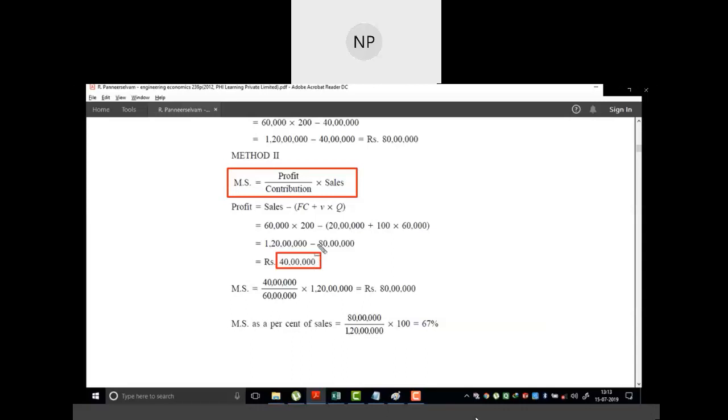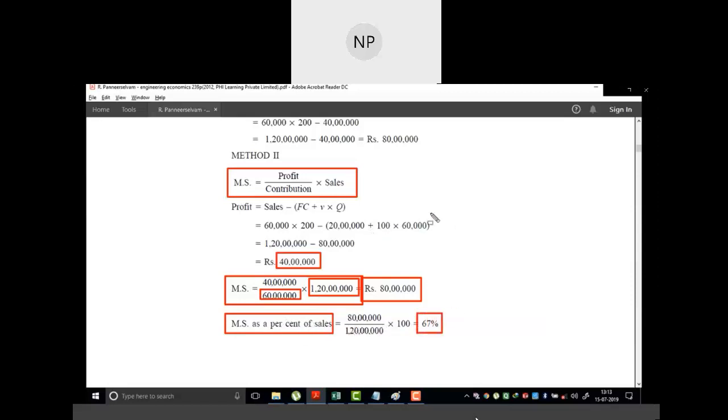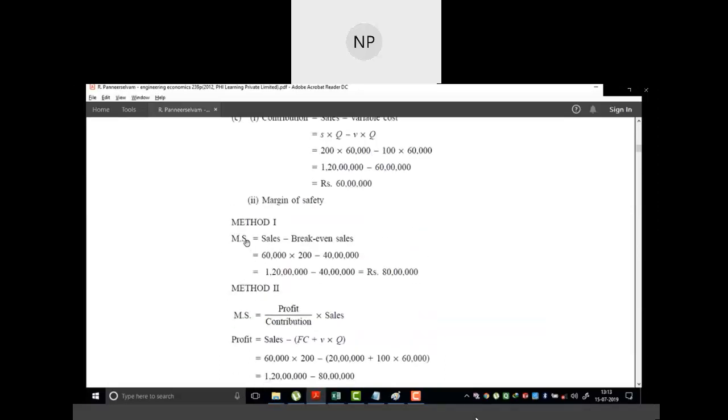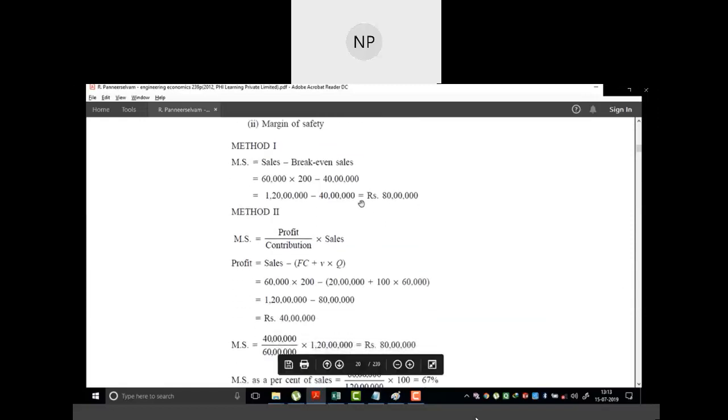The second one is the break-even sales. Break-even sales is just the break-even quantity multiplied by the selling price per unit, that is S rupees. So break-even sales is equal to the break-even quantity multiplied by SP, that is 200. So 20,000 into 200 is equal to 40 lakh rupees.